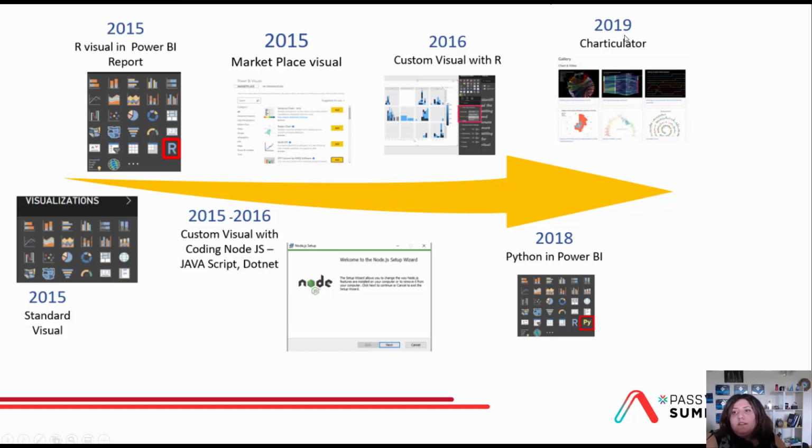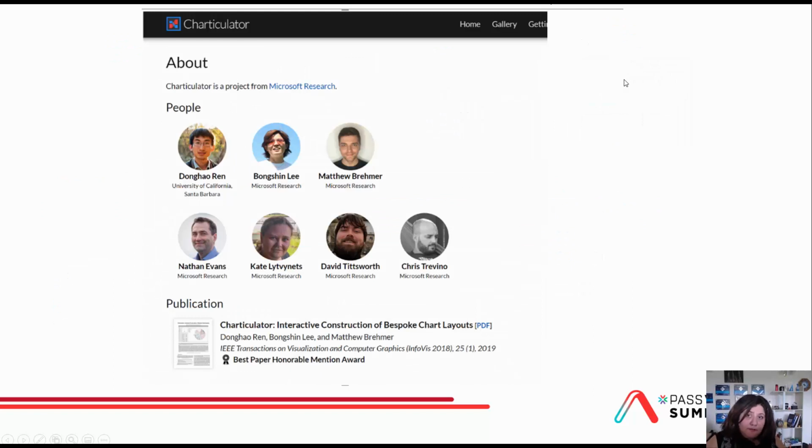But now in 2019 we have a platform where we don't need to write any code. We call it Charticulator. The name is Charticulator, and we are going to see how it works. Charticulator was created by the Microsoft research team.